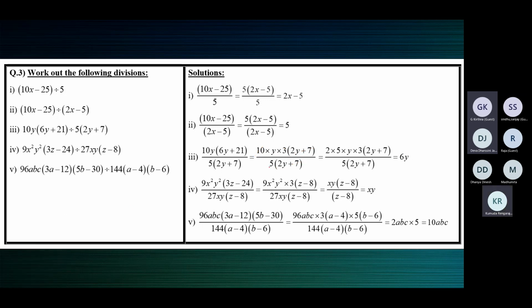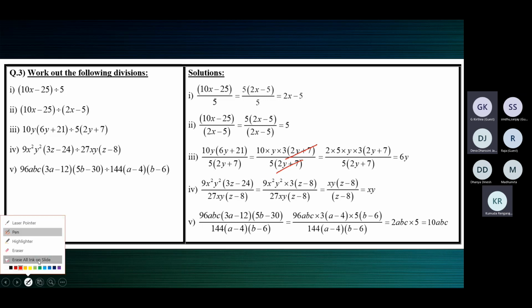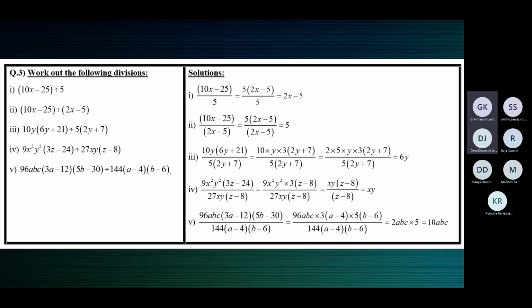In the next step, you can also do it like this. 2y plus 7 and this one get cancelled. I have not cancelled it here, that's all. I'll just cancel it in the next step. I've written 10 as 2 into 5. Then y into 3, the remaining things as it is. Here I've cancelled 5 and 5, 2y plus 7 and 2y plus 7. So 2 3s are 6, 6y is the answer.